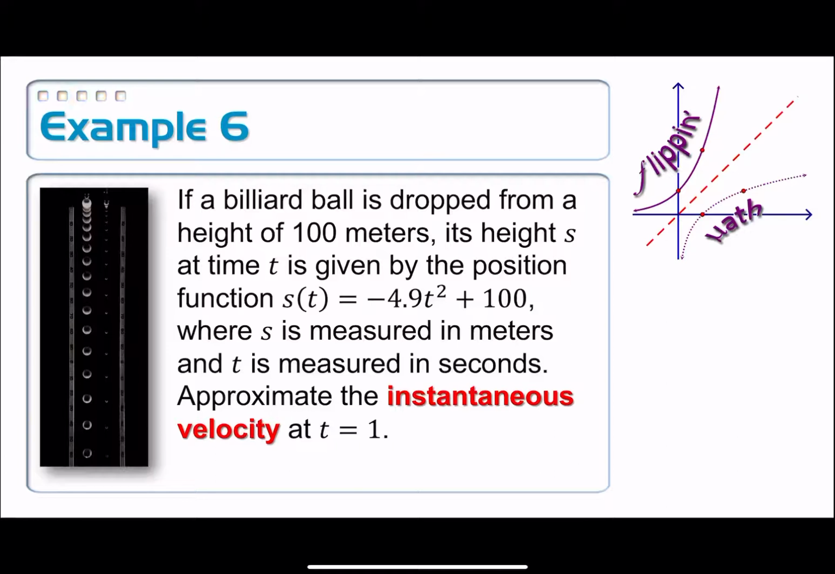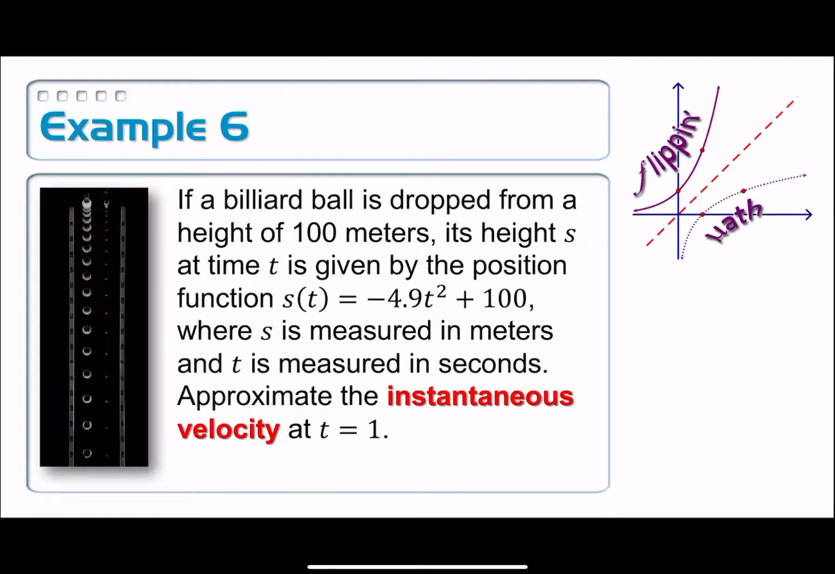In example 6, which is tied to example 5, it's still about that billiard ball being dropped from a height. It's all the same setup, right? So let's scan down to the very last sentence. Here's where it's different. Approximate the instantaneous velocity at t equals 1.